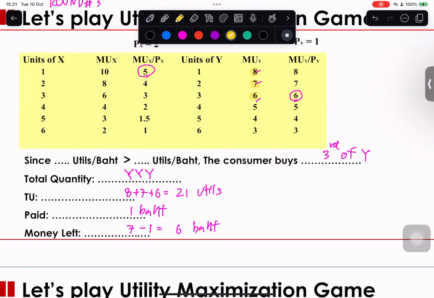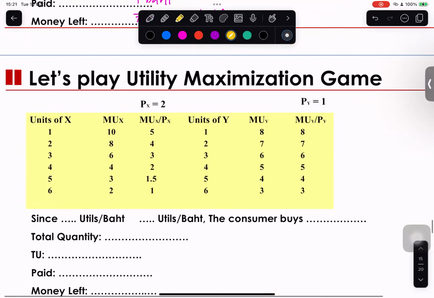Round number 4. Right now, only good Y in his basket. Round number 4 is about, should he purchase the 4th unit of good Y, or should he buy the first unit of good X? What would you say? Now it happens that MU over P between the two goods equalize, 5 baht per util. Doesn't matter whether he spent on good X or spent on good Y. MU per baht are the same.